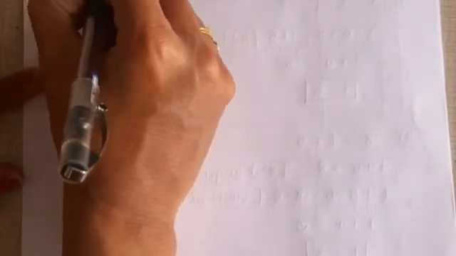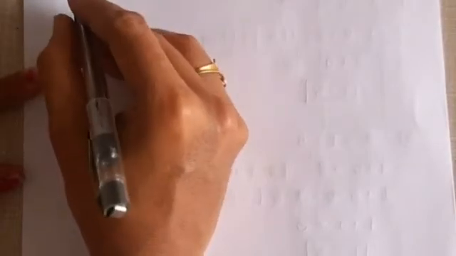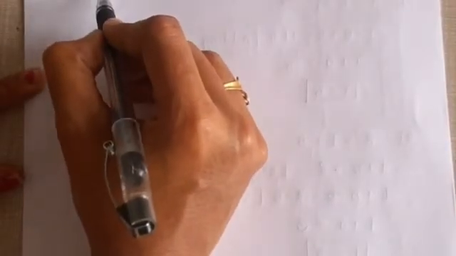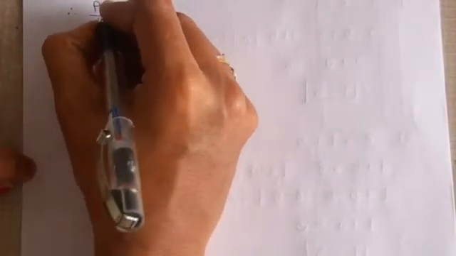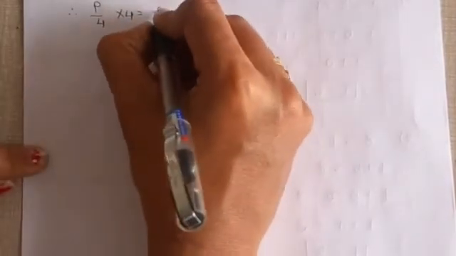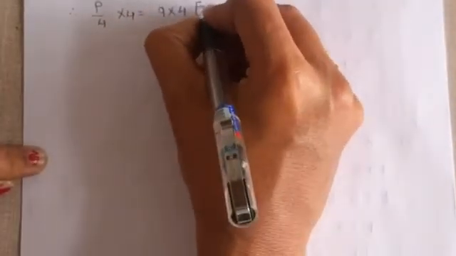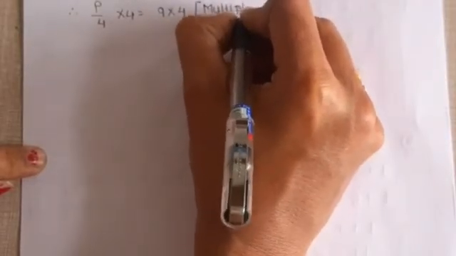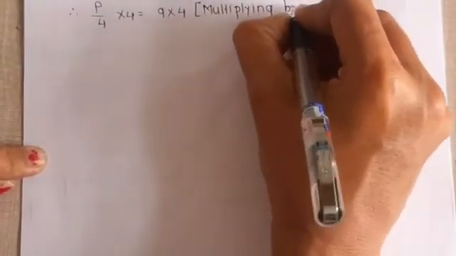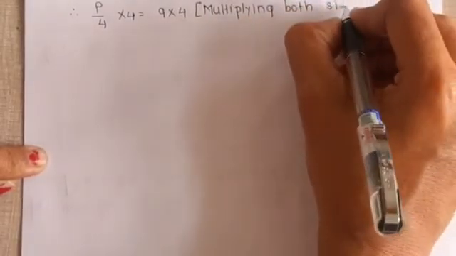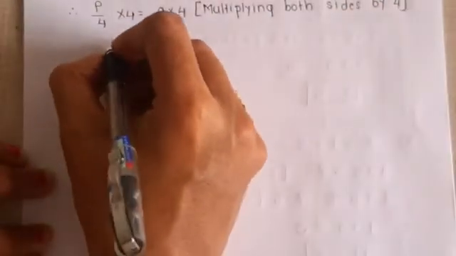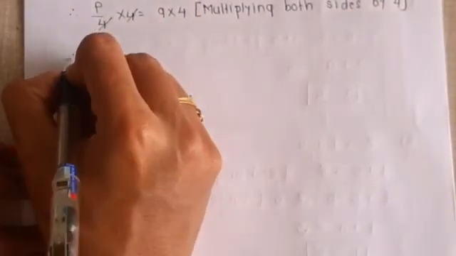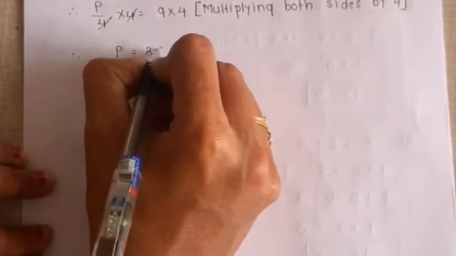Now, next one, we will see the fifth one. Therefore, p by 4 into 4 is equal to 9 into 4. What we have done? We have multiplied both the sides by 4. 4 gets cancelled. Therefore, p is equal to 9 4s are 36.